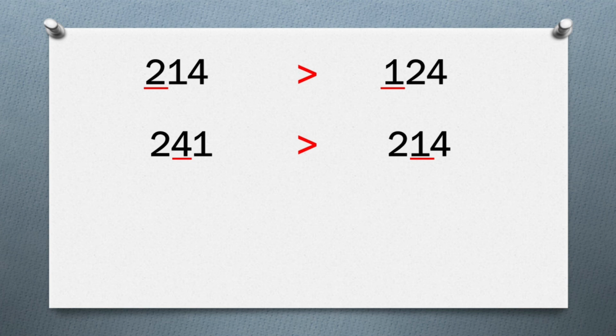So to compare any number, we compare the digits in the first place, then the second place, then the third place, and so on and so forth. So in this manner, any number, however big it might be, can be compared.